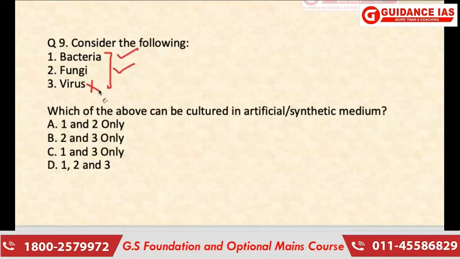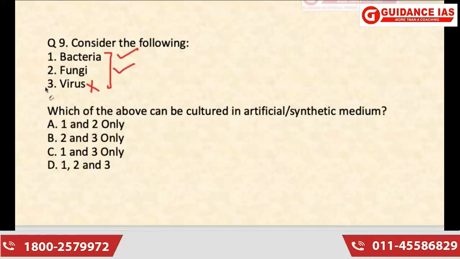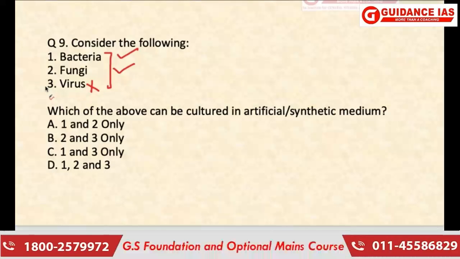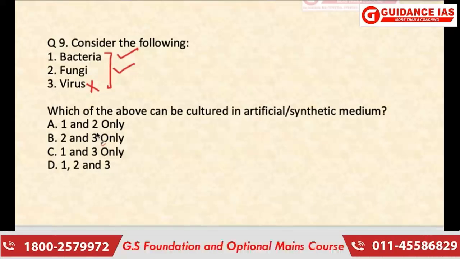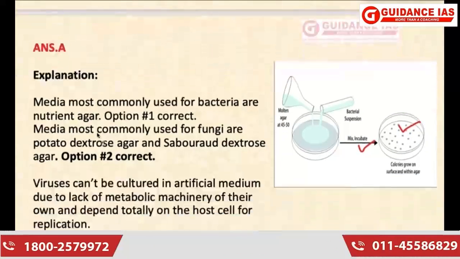हम इस question को इस तरीके से भी solve कर सकते थे अगर आपको वायरस के बारे में ही पता हो. If you know just about the virus, that virus could not be grown in such an environment or such condition or in the synthetic media. So you could have eliminated options B, C and D. Hence you would have been left with only option A, which is bacteria and fungi only could be grown in the artificial or the synthetic medium, right?